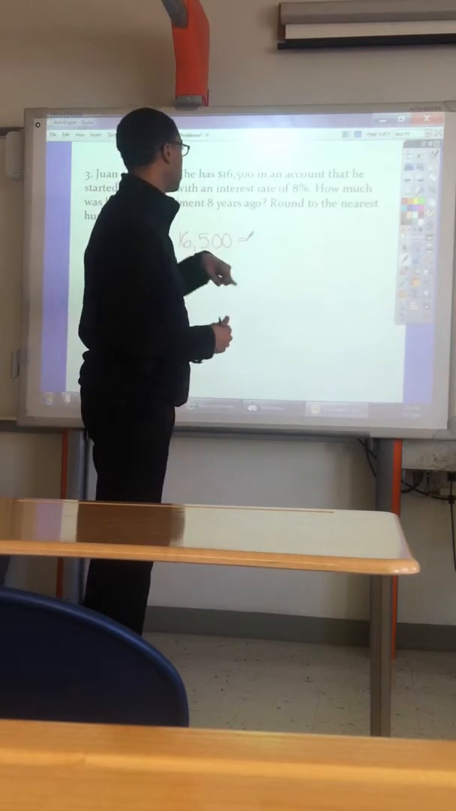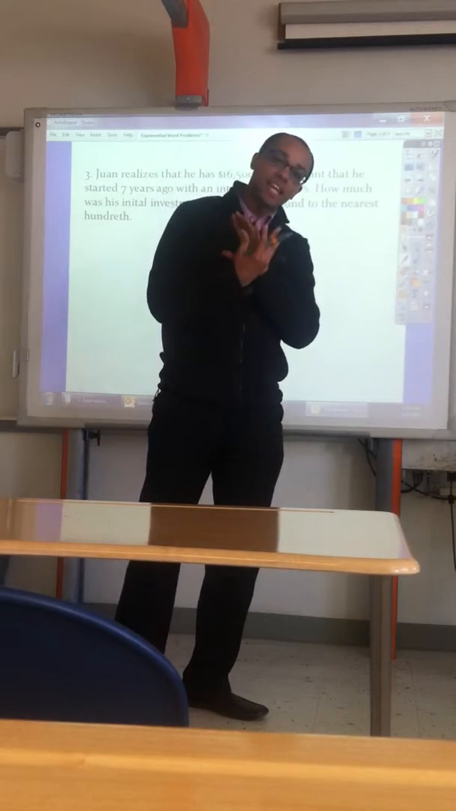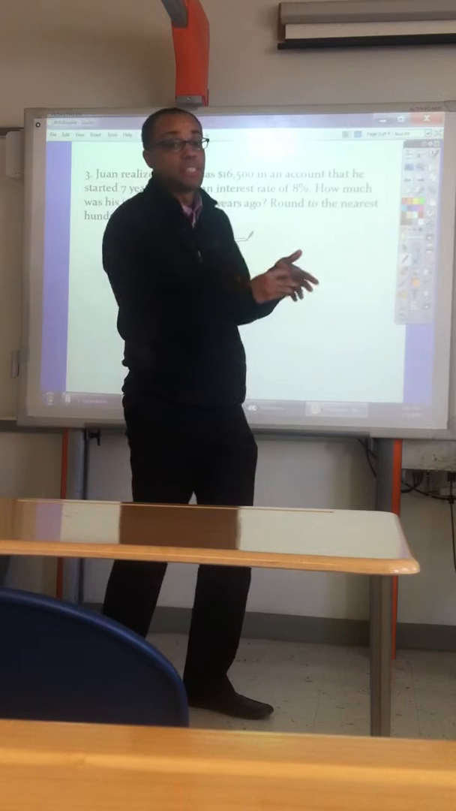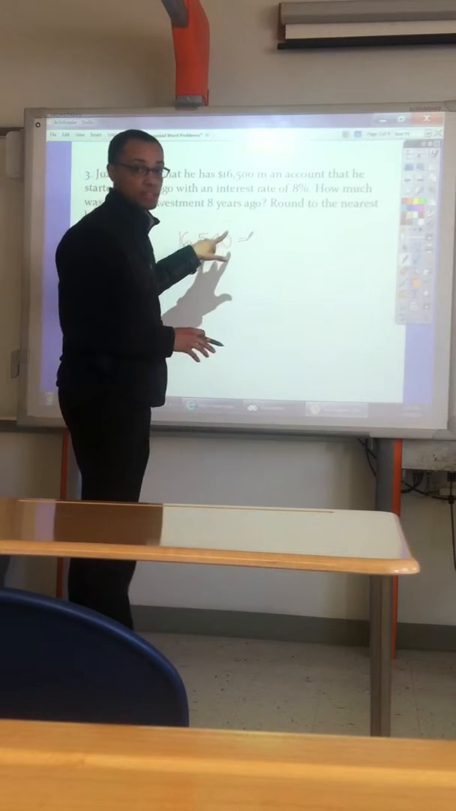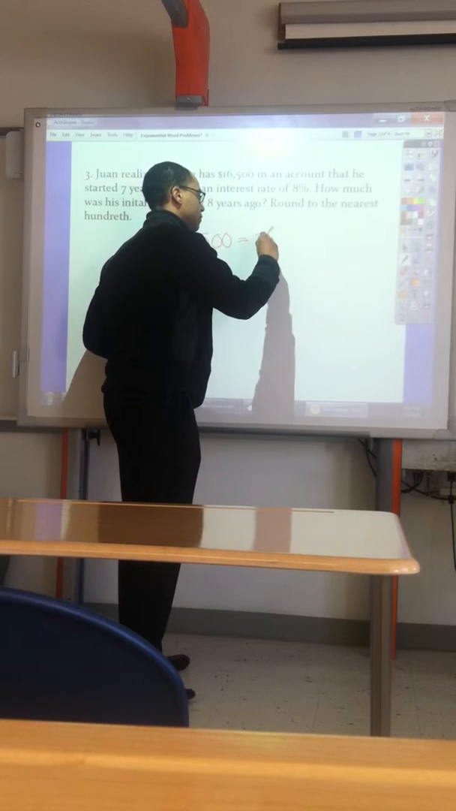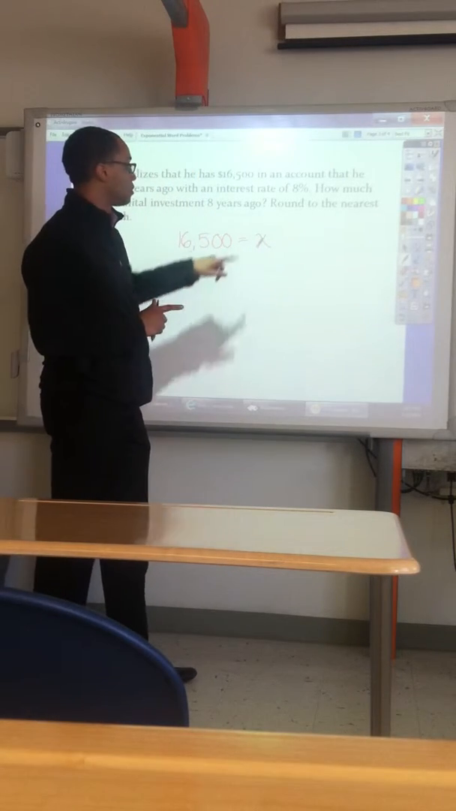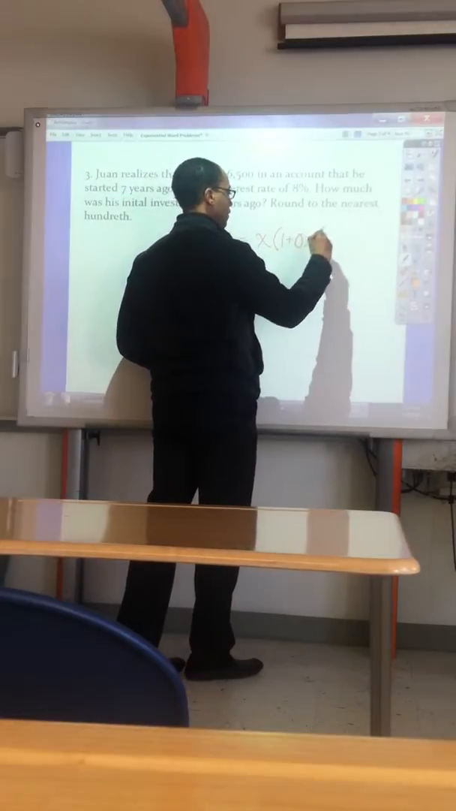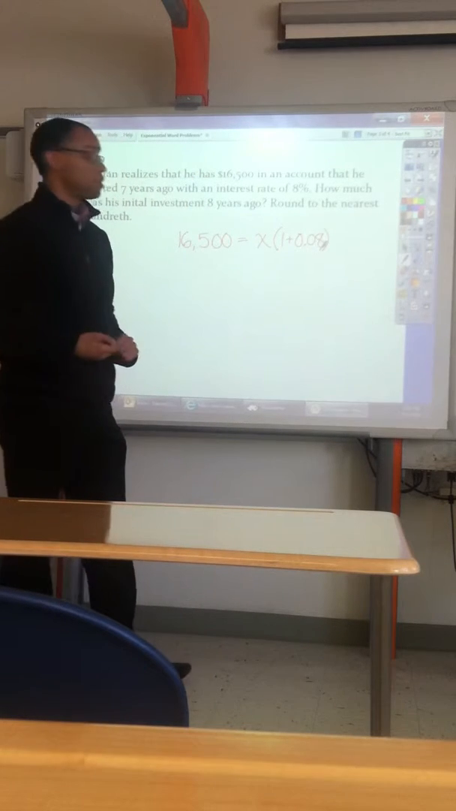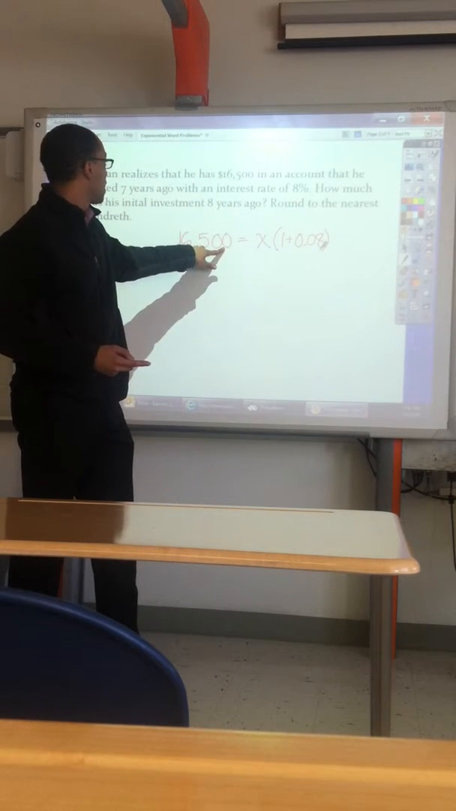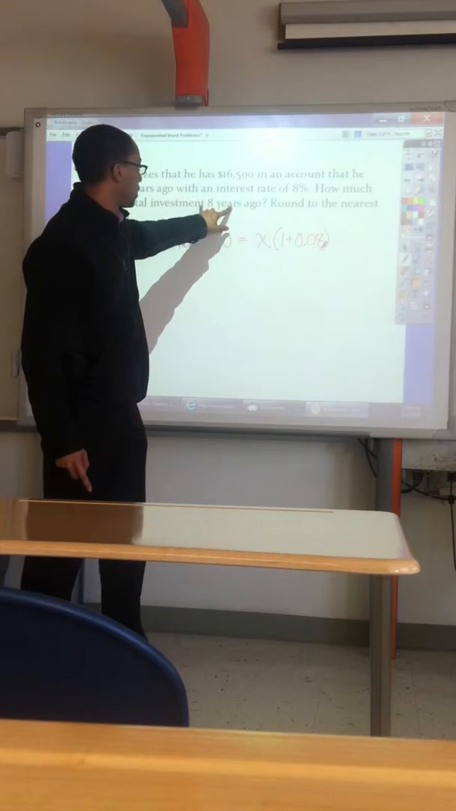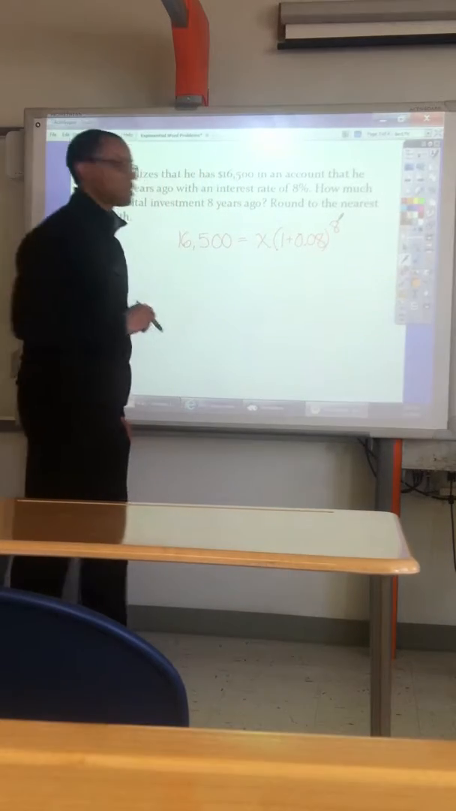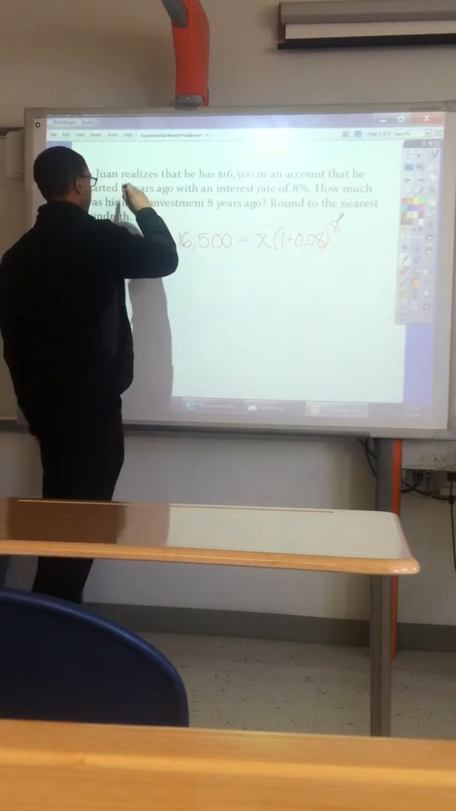So how much was his initial investment 8 years ago? So here's how this has changed. Now we're looking at how much was that original investment in order to yield $16,500. We don't know what it is, so let's put an x there. But we do know the rate of growth is 8%, so 1 plus 0.08. And we also know that this is what he started with 8 years ago. So there's a little typo in there. This should say 8 years ago.